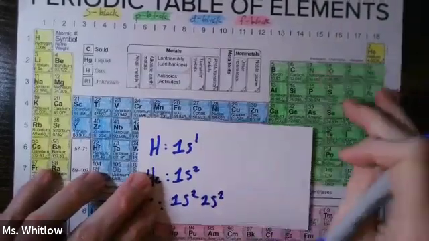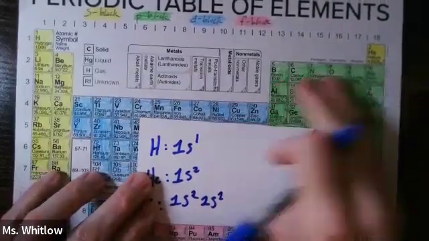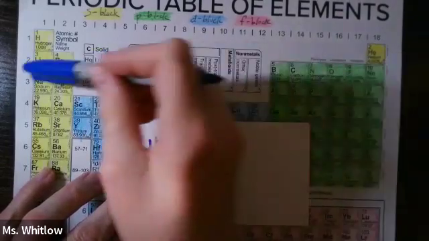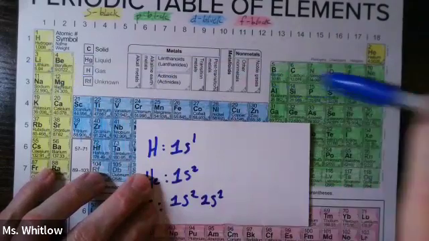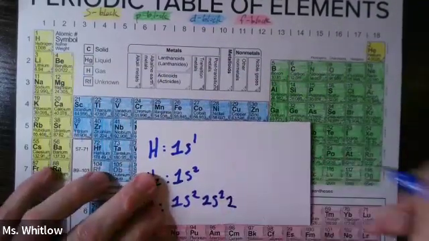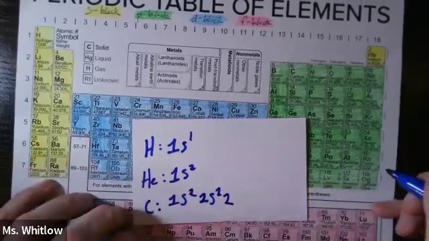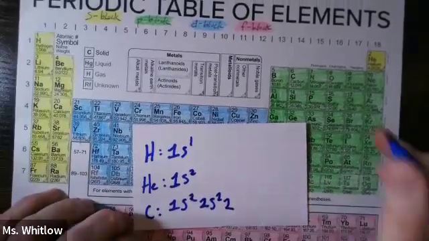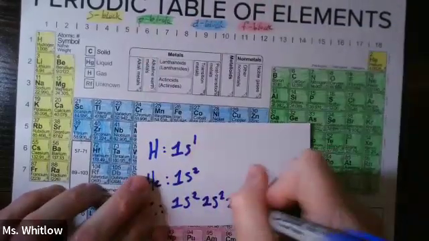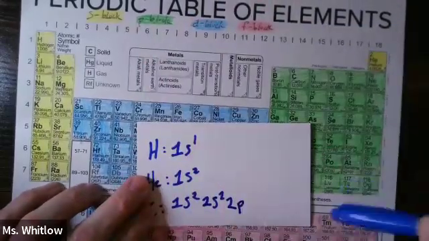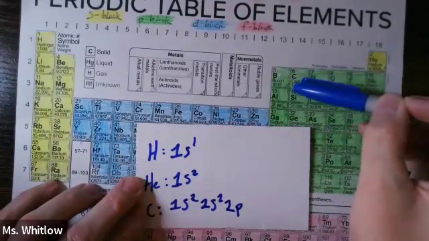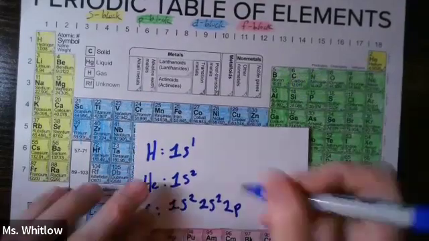Now, this is where it gets a little bit tricky because if you notice, we've now come to a different block, but we're still in second period. So if you ran your finger straight across, you're going to see we are still in second period. So this is still going to be 2, but now we're in a different block. We're not in the S block anymore. If you look at my periodic table, the green represents the P block. So we're going to say 2p. Now, let's count how many P blocks we see here. So that would be 1, 2. And so we're going to say 2p2.